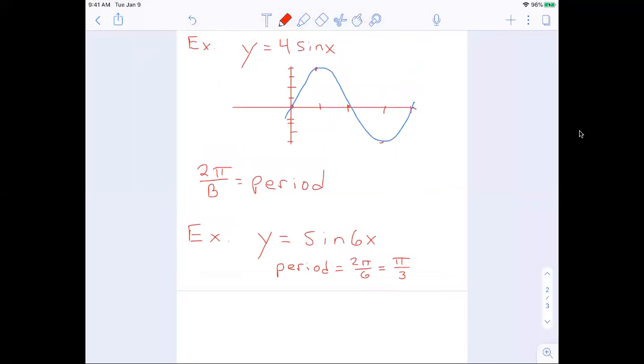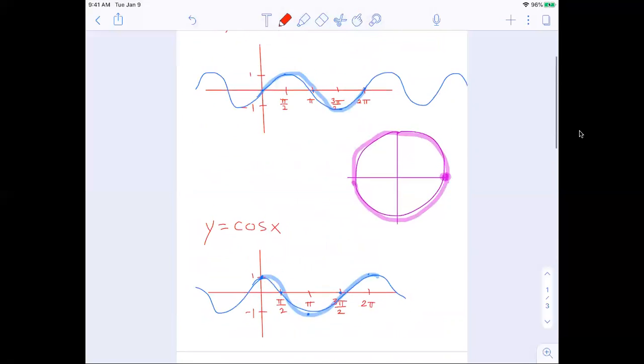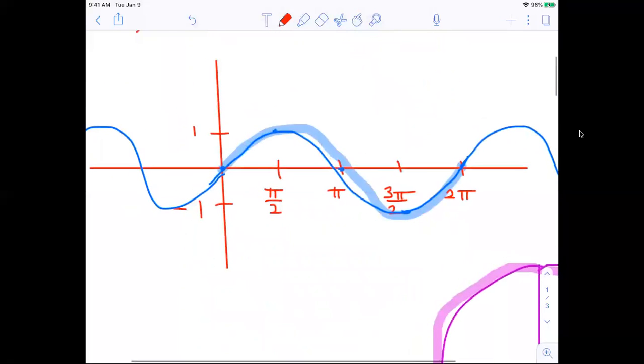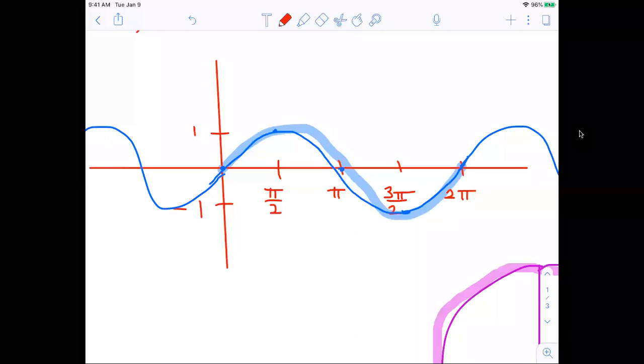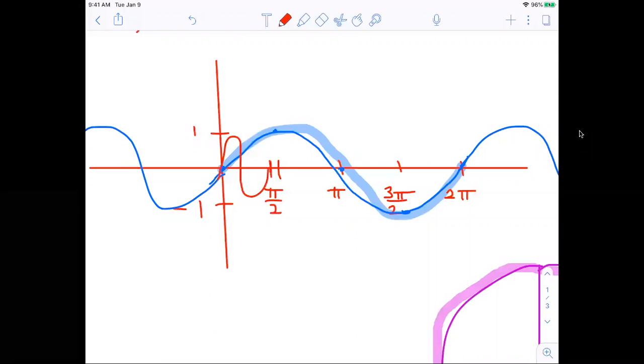So let me show you on our original sine graph, okay? This repeated every 2 pi. But if it repeated every pi over 3, well, pi over 3 is somewhere in here. That graph is going to look more like that. It's going to squish it.